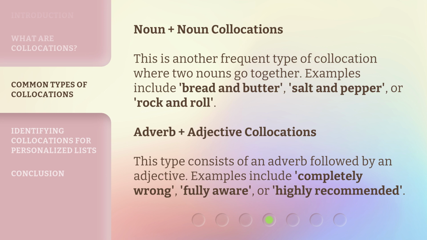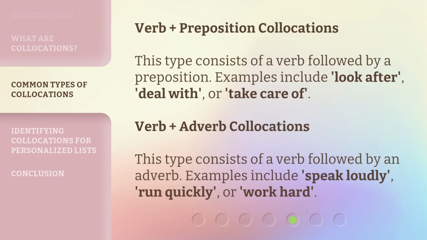Adverb plus adjective collocations. This type consists of an adverb followed by an adjective. Examples include completely wrong, fully aware, or highly recommended. Verb plus preposition collocations. This type consists of a verb followed by a preposition. Examples include look after, deal with, or take care of.